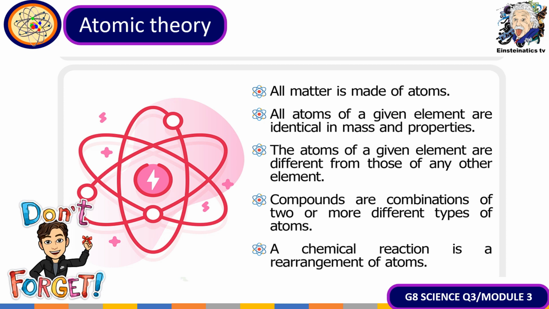So yung first principle niya is that lahat ng matter ay gawa sa atoms. The second one is lahat ng atoms of a given element are identical or magkapareho yung kanyang mass and its properties. The third one, the atoms of a given element are different from those of any other element. The fourth one, yung mga compounds ay binubuo ng combination of two or more different types of atoms. And lastly, the fifth principle is that yung chemical reaction is the result of rearrangement of atoms.